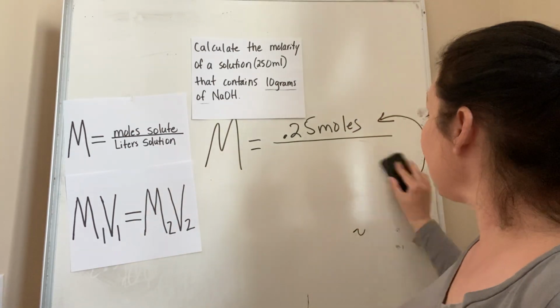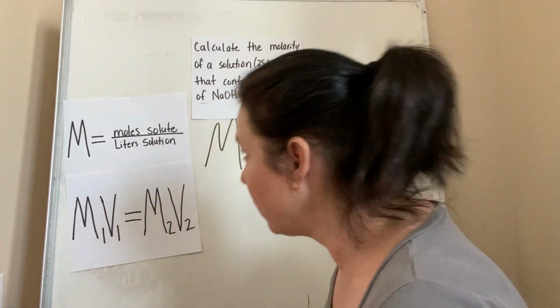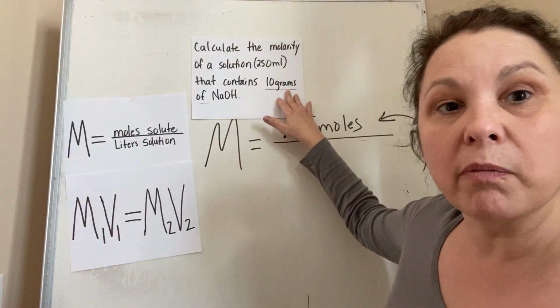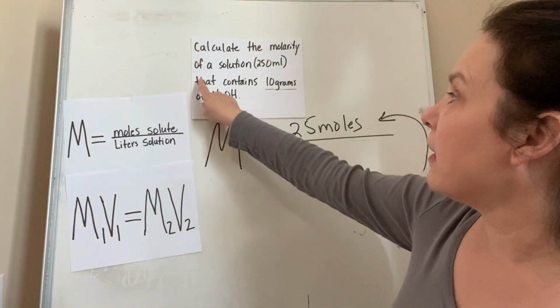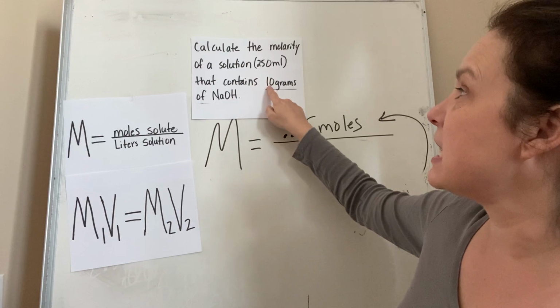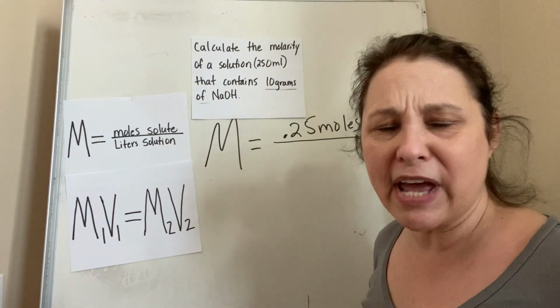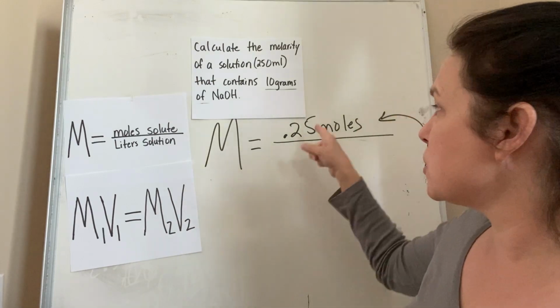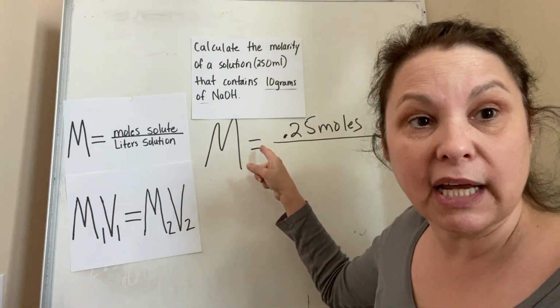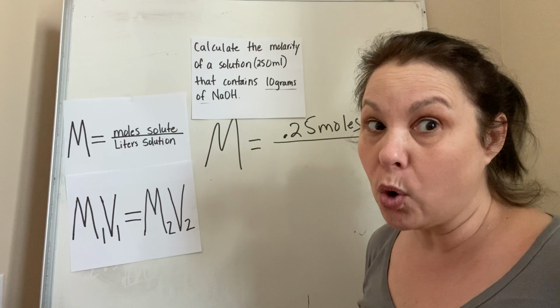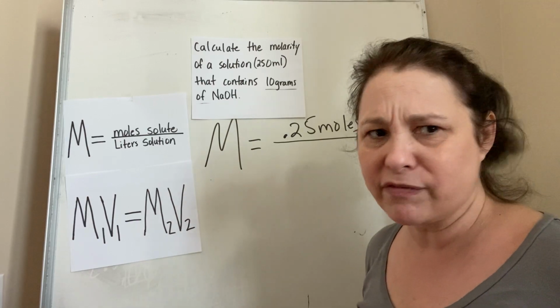Now, let's just say, for example, in this problem, I would have said that the solution contains 10 moles of NaOH, then you would not have to do that conversion at all. You could just put in 10 moles right there, okay? So if I give you the moles that you need for molarity, you don't have to do the conversion.